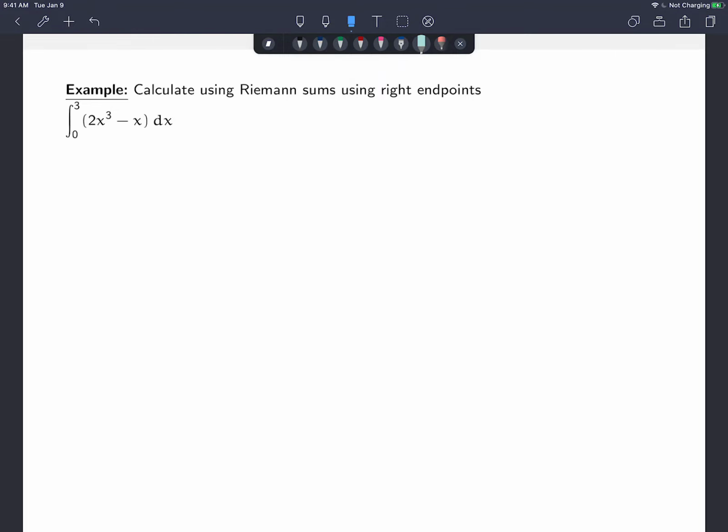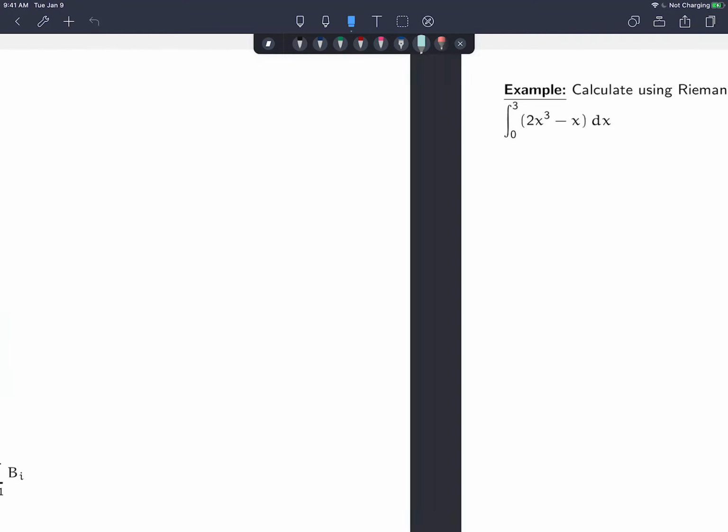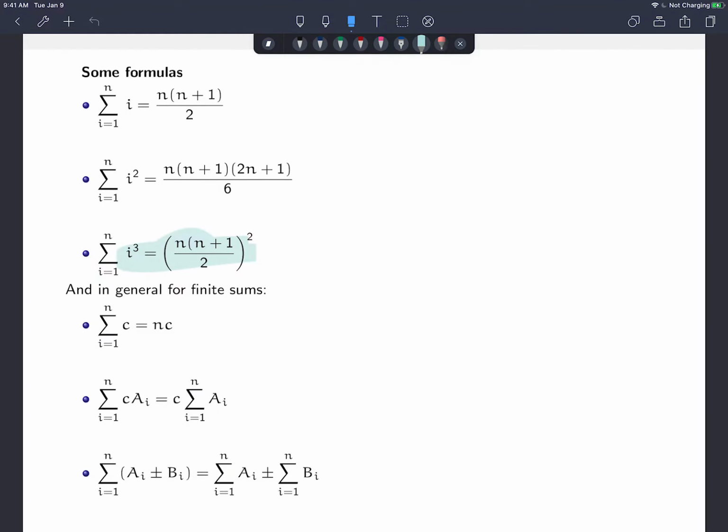Okay, so in this video, we're going to use Riemann sums to find the definite integral of this function. For this, I'm going to use the formulas from here. I'm going to use the sum of i cubes, since I have a term that has x cubed. And since I have terms in x, I'm also going to be using this formula from up here.